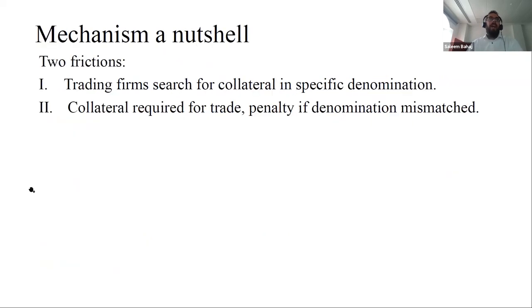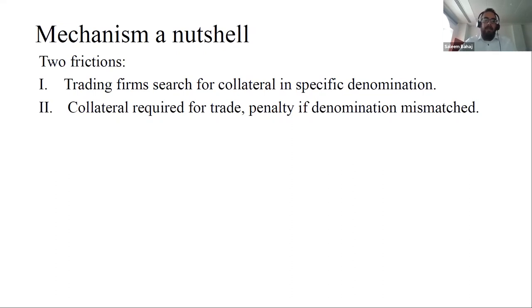But before I do that, let me explain in a nutshell how I think at least Rosen's model works. So there are two key frictions. So imagine I'm a trading firm in a small open economy, this rest of the world block that he's referred to.